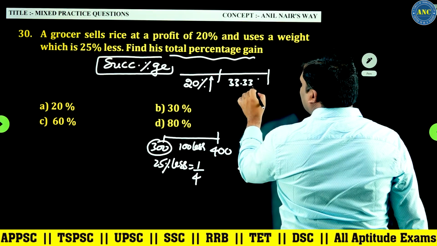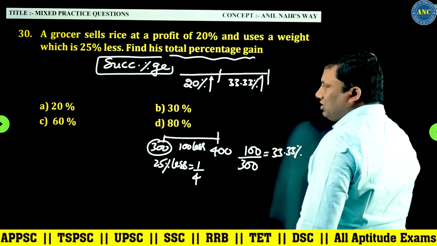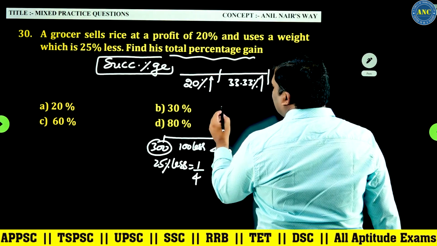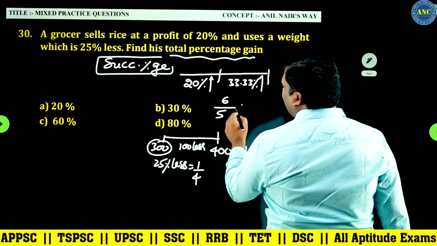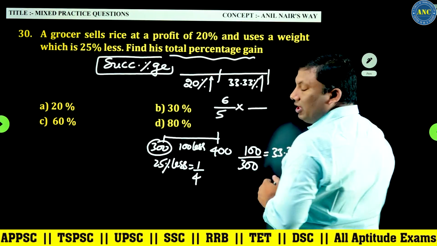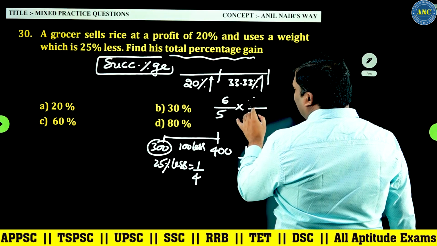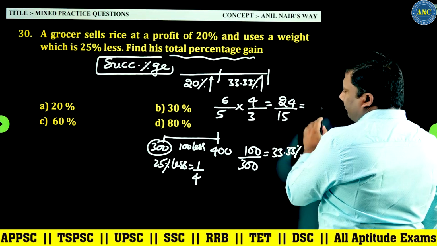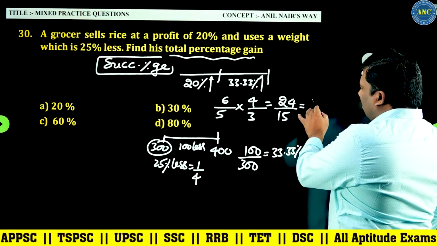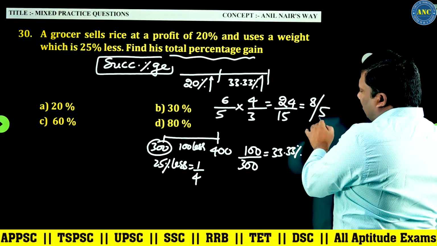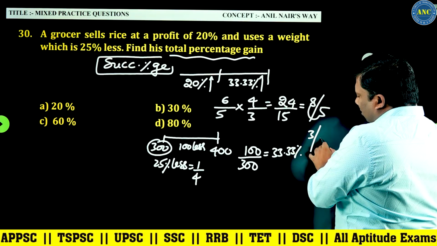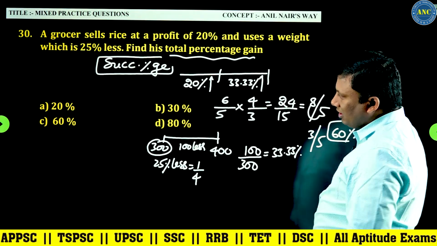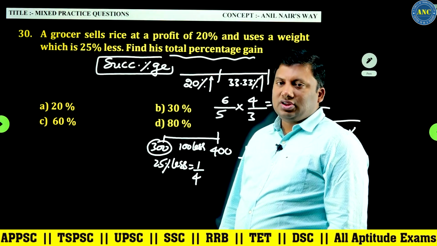Next, it is 33.33% profit. That means 20% is 1 by 5. On 5, 1 increase. 33.33 is 1 by 3. On 3, 1 increase. So total it is 24 by 15. So this will be 3 8s are, 3 5s are. 5 is becoming 8. 3 out of 5. What is the total profit? 60%.